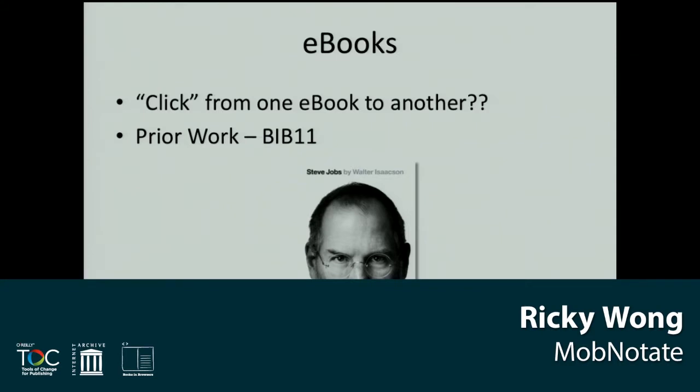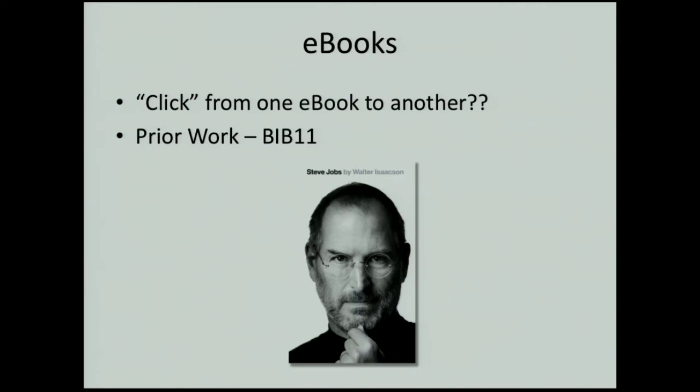But well, how about ebooks? How do we click from one ebook to the next? Well, take a step back and let's talk about BIB 11 when I was here last year. The Steve Jobs book came out around this time last year. And like a lot of people, I bought the book, and I quickly realized that the book is actually very long. It's 650 pages long, and if I were to start reading it, I'd probably stop around chapter 5 and never really finish the book, just because there are so many books I want to read, and it would be one of the unfinished books on my shelf, just like many other books that I currently have.